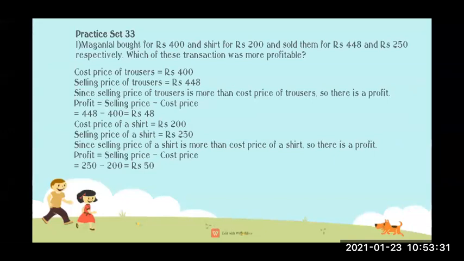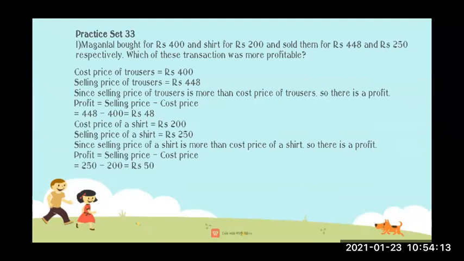Mangal Lal bought a trouser for rupees 400 and a shirt for rupees 200 and sold them for rupees 448 and rupees 250 respectively. Now, what did Mangal Lal buy? He bought a trouser as well as a shirt. He bought the trouser for rupees 400 and sold it for rupees 448. And similarly he bought the shirt for rupees 200 and sold that shirt for rupees 250.